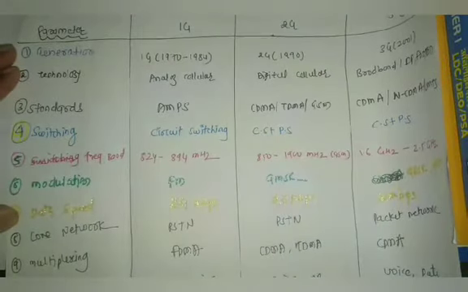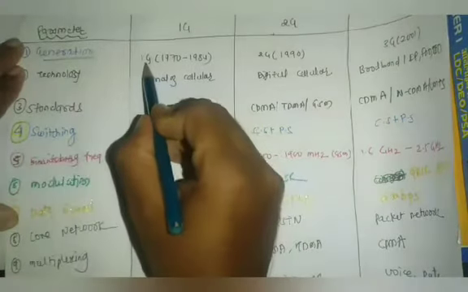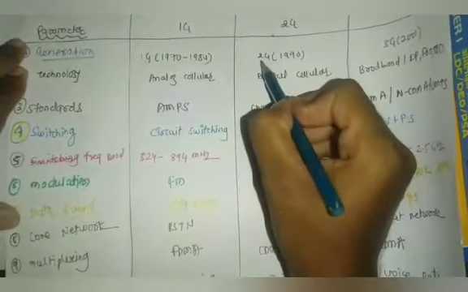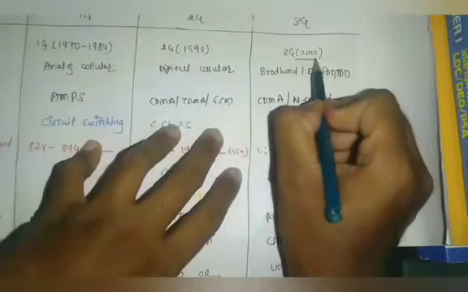Consider the first system, that is, the first generation. It is called 1G. It was developed in 1970 to 1984. This is 2G, implemented in 1990. This is 3G. It is implemented in 2001.